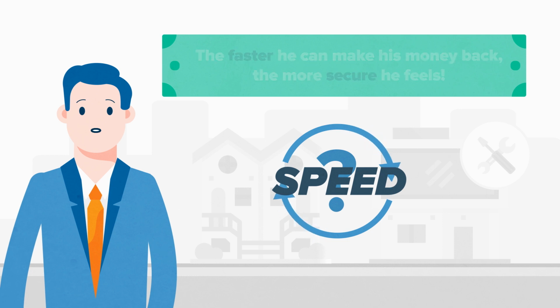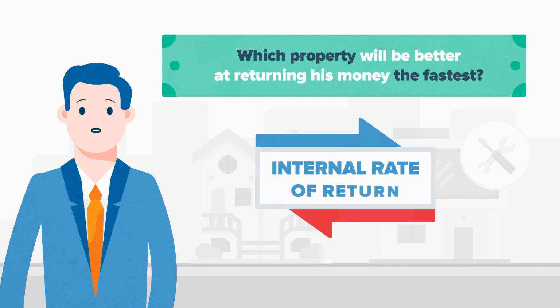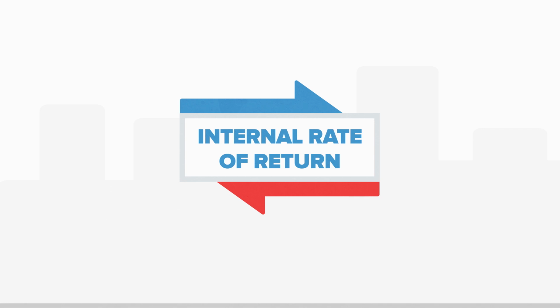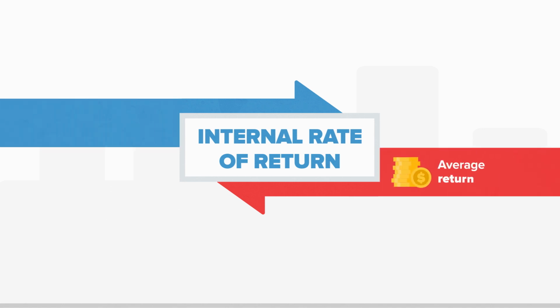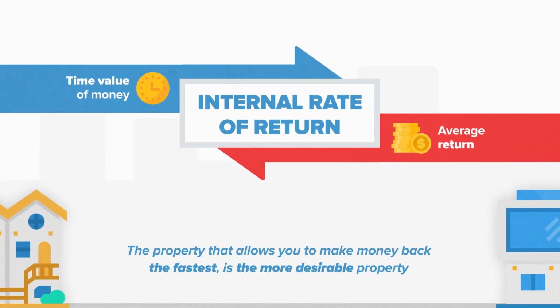So how does Bob assess which property will be better at returning his money the fastest? He can use something called the internal rate of return. The internal rate of return, or IRR for short, helps an investor see what the average return will be on an investment when the time value of money is factored into the equation. In other words, because money today is more valuable than money in the future, the property that allows you to make money back the fastest, according to IRR, is the more desirable property.